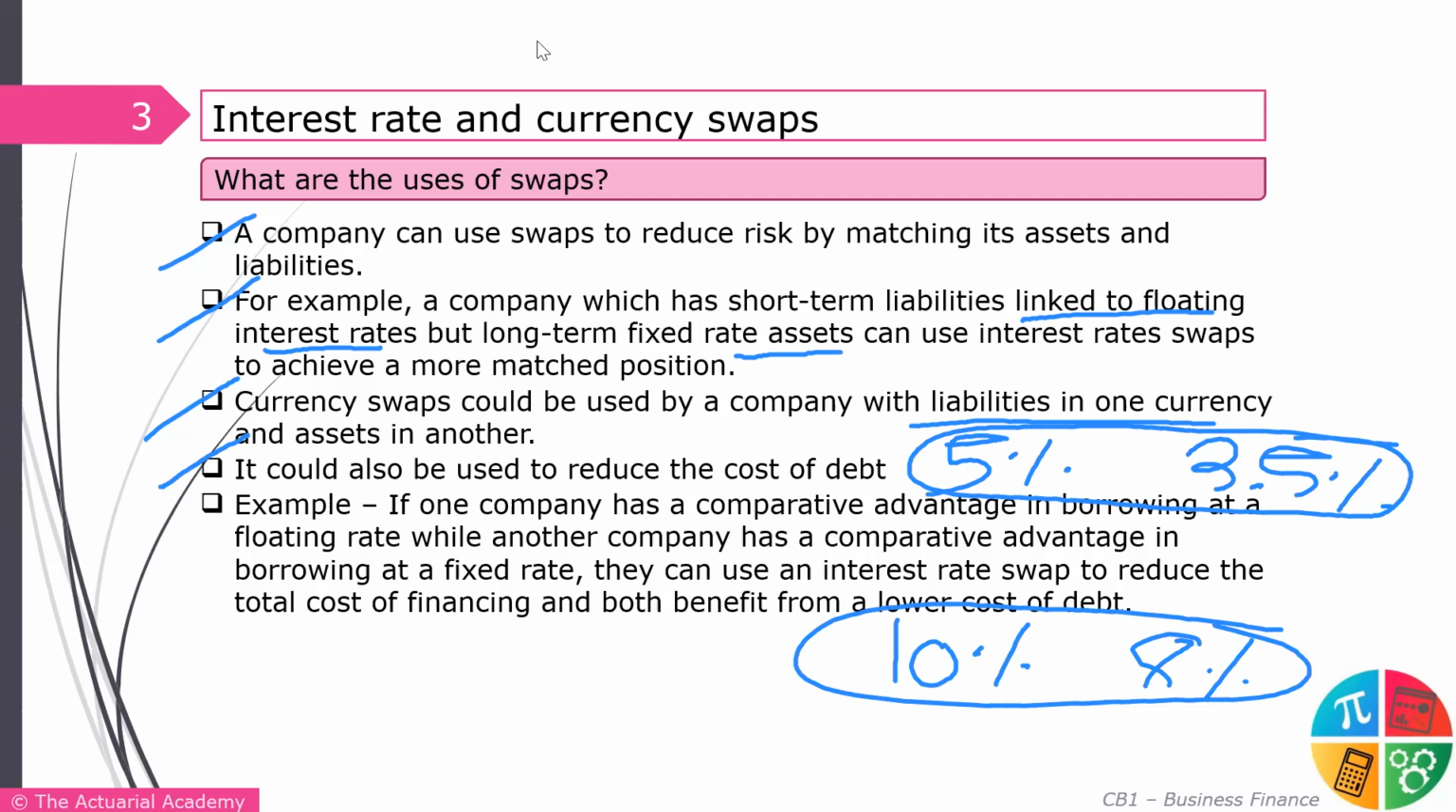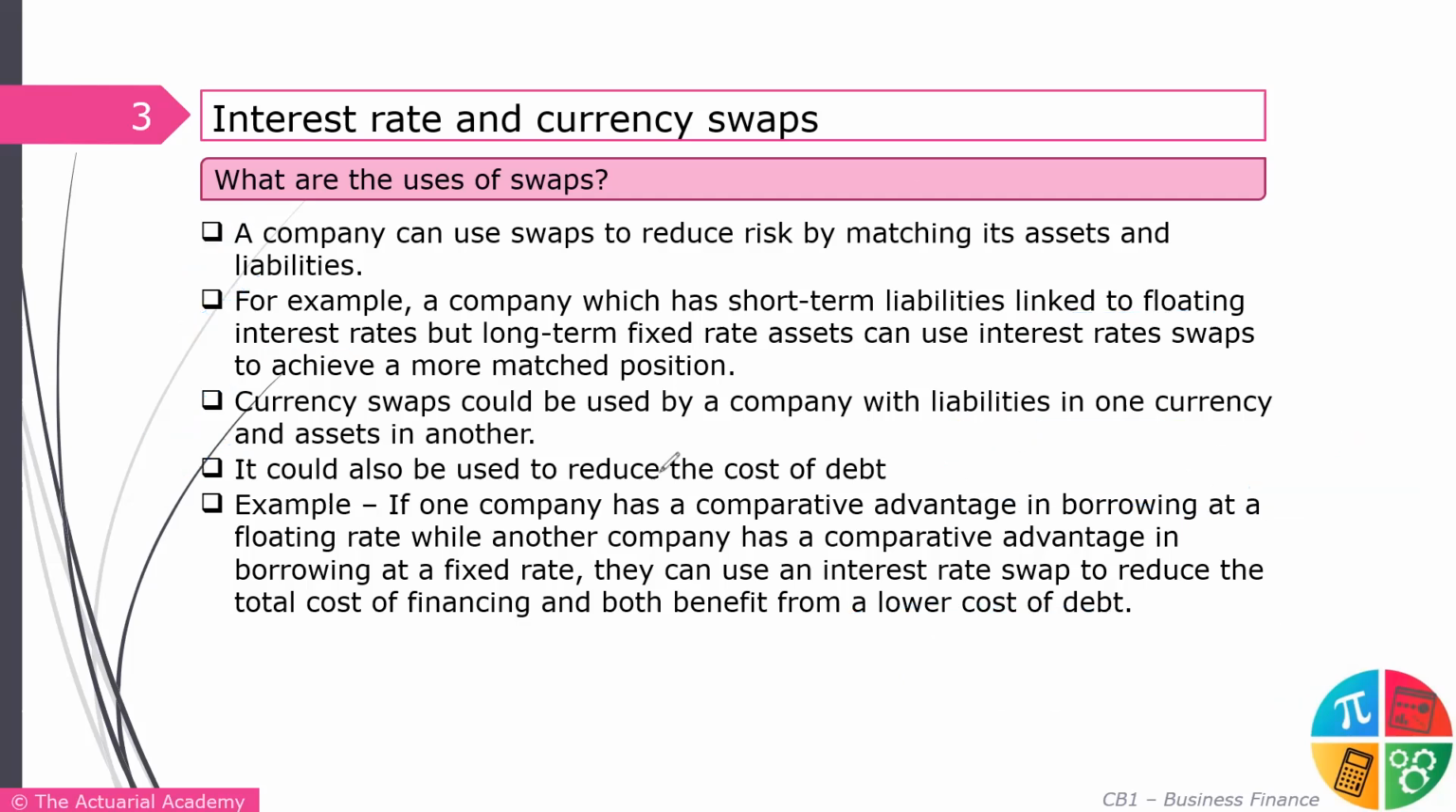And we know why this happens is because one company has comparative advantage in borrowing at a floating rate while another company has a comparative advantage in borrowing at fixed rate. So again, in that example, we took both fixed rates only. You can also take floating rates as well.